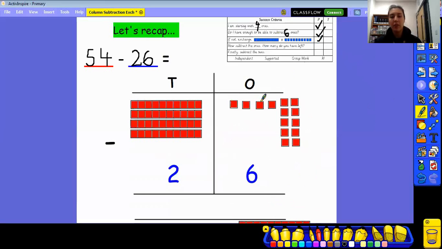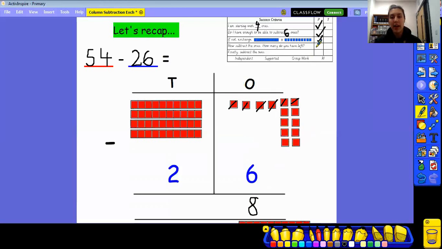And now I don't have 4 ones anymore. I've actually got 14 ones, and 14 is much bigger than 6. So now I've got plenty of ones here to be able to subtract 6. So now let's take away those 6 and find out how many I've got left. Fabulous. That shows me that I've got 8 ones left.